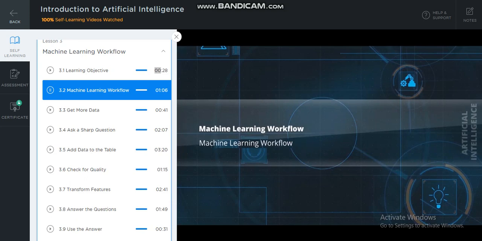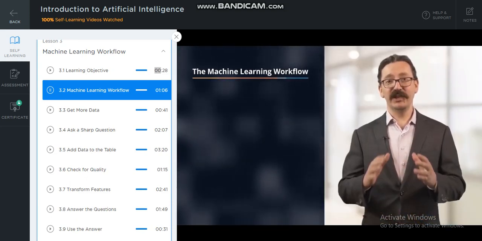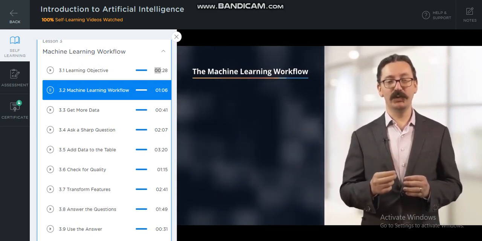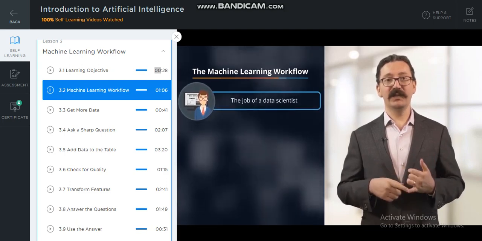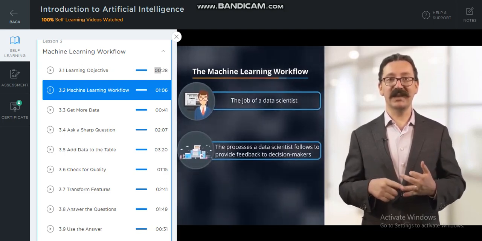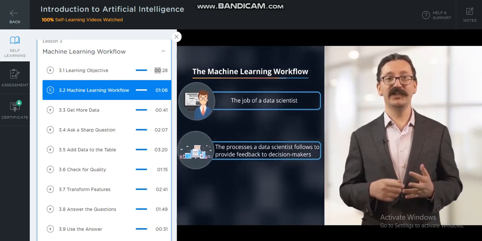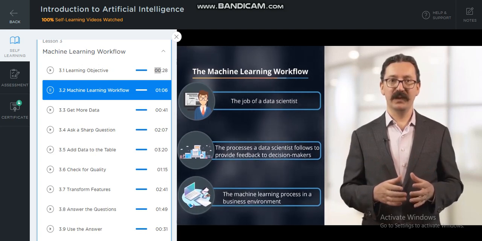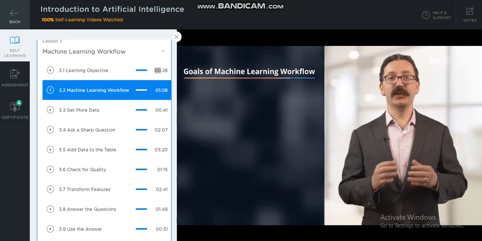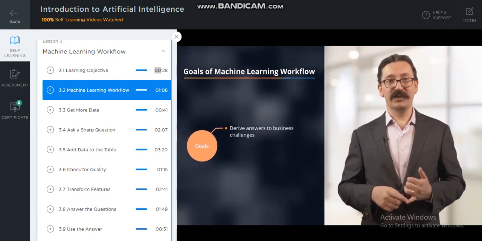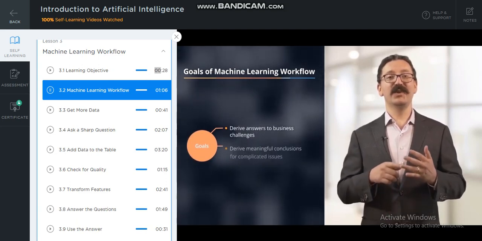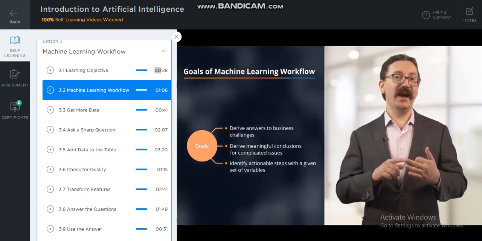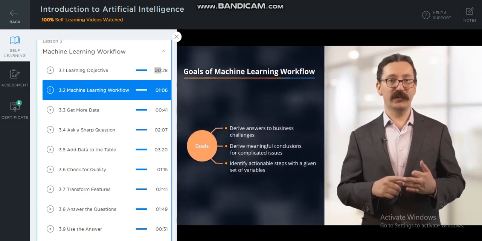Machine Learning Workflow. In machine learning, it is essential for all technical and non-technical stakeholders to understand its workflow, to be familiar with the job of the data scientist, the processes a data scientist follows to provide feedback to decision makers, and the machine learning process in the business environment. The goals of data science and machine learning are to derive answers to business challenges, derive meaningful conclusions for complicated issues, and identify actionable items with a wide set of variables.